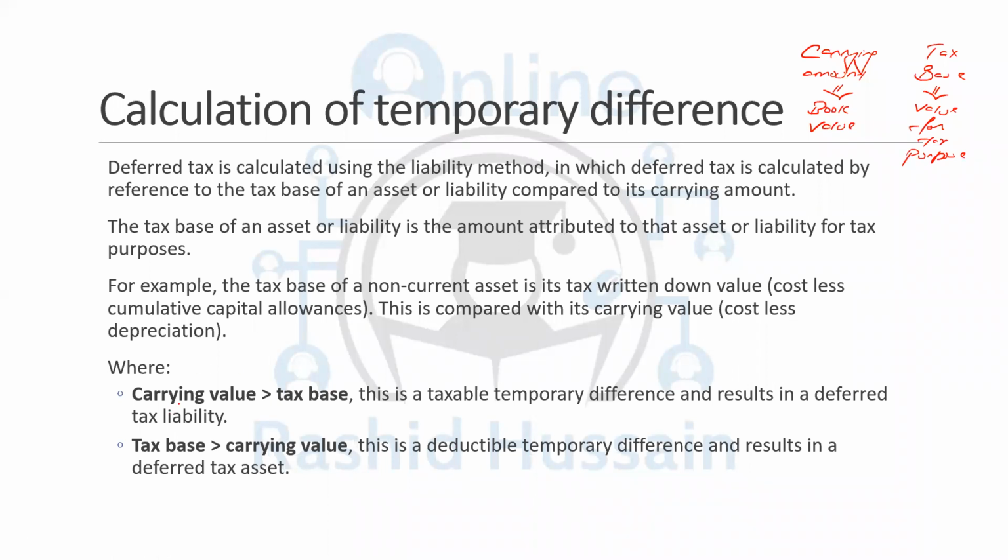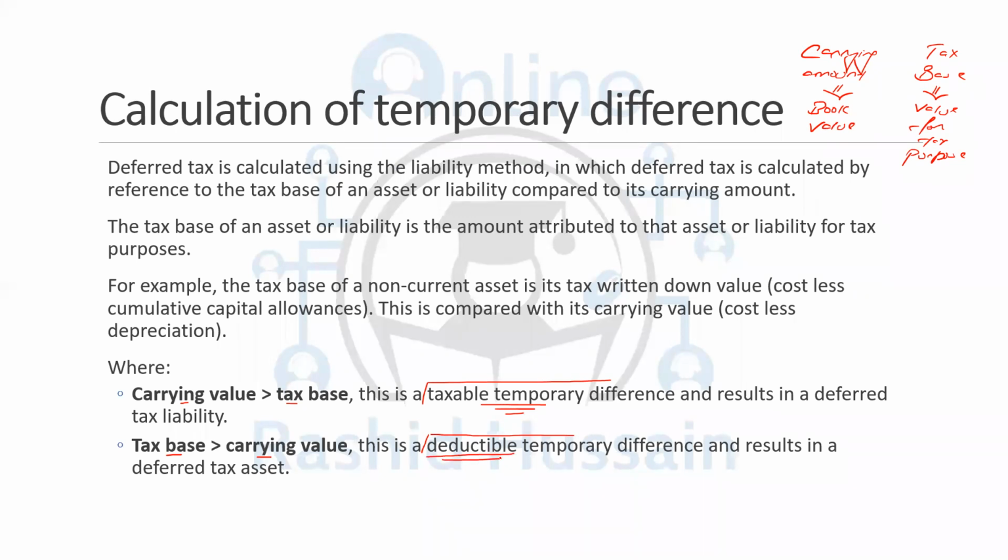So remember, if the carrying amount is more than the tax base, this will give rise to the taxable temporary difference. And when the tax base is more than the carrying value, this will give rise to the deductible temporary difference. So if the carrying value is more than the tax base, this is the taxable temporary difference. And if the tax base is more than the carrying value, this will give rise to the deductible temporary difference.